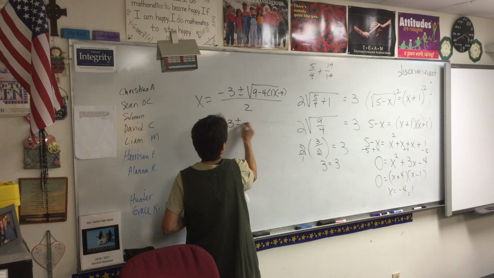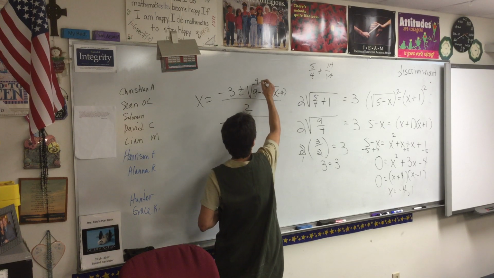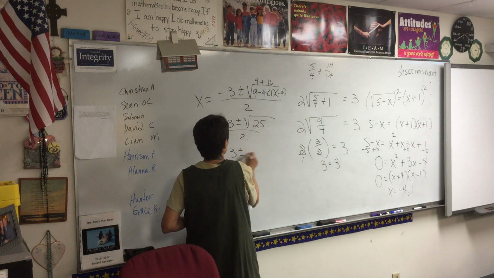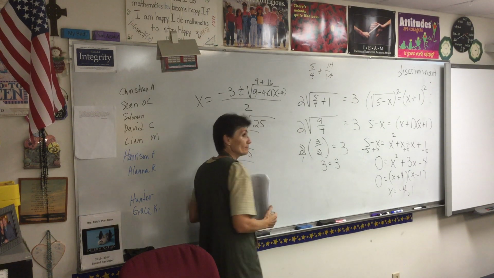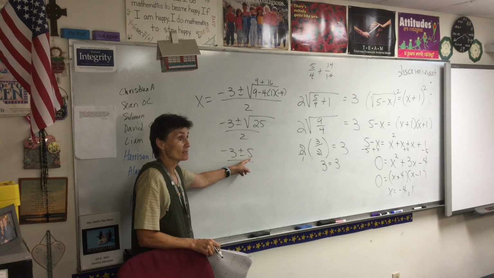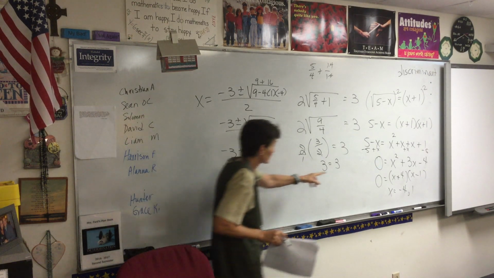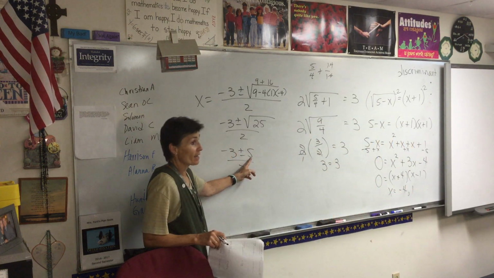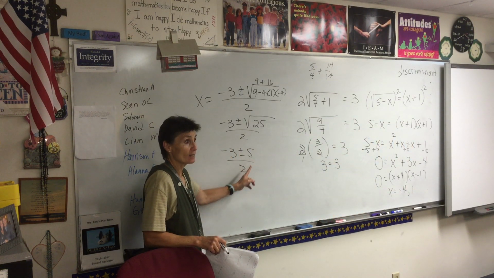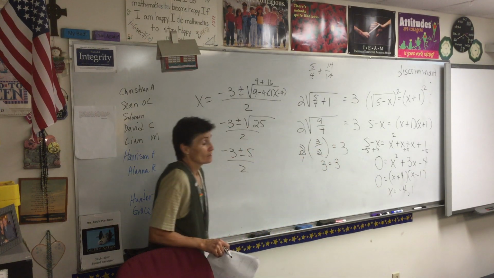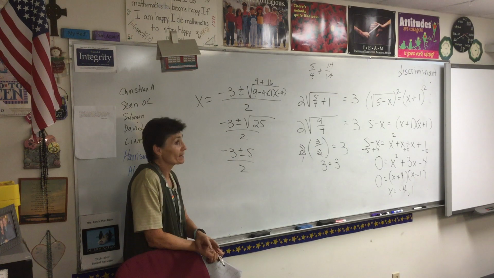You should have -3 plus or minus the square root of 25. So -3 plus or minus 5. Okay, I got it now. -3 plus 5 is 2 over 2 is 1. And -3 minus 5 is -8 over 2, which is -4. So now you check. Everybody gets the same answers.